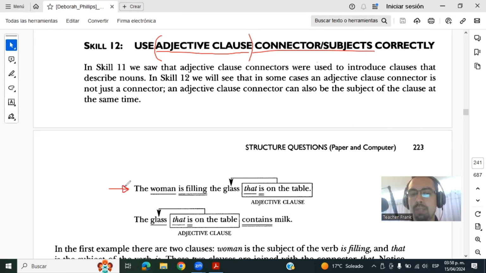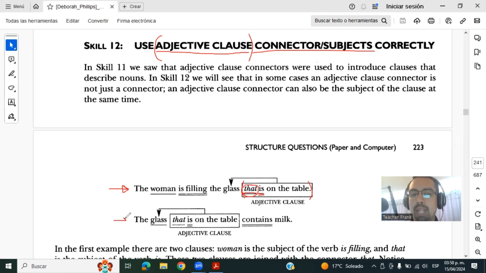For example, the woman is filling the glass. What glass or which glass? The glass that is on the table, right? So this is my adjective clause. If you notice, that is on the table describes the type of glass. But if we analyze it, that is going to be my connector, and at the same time, it's going to be the subject of the verb is, which is describing the glass, of course. A woman is filling is my first clause, my first subject, and first verb.